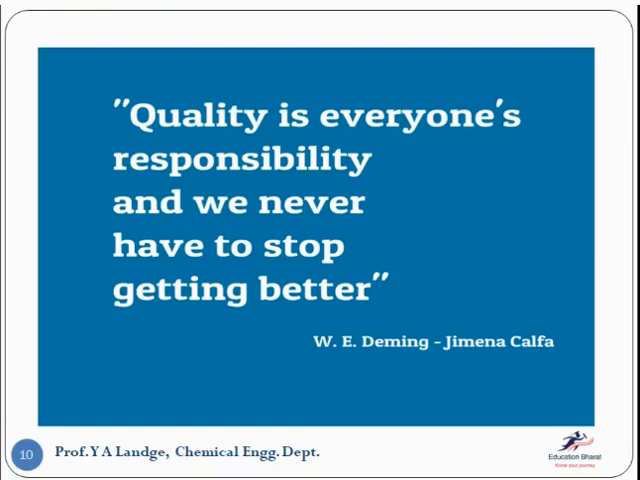The definition of quality. What do you mean by quality, and what exactly are we learning? Total quality management in industry, and why it is introduced in all organizations, and they use different tools and techniques for total quality management. In today's lecture, we will learn about the need for total quality management, and after that we will see the principles of total quality management.